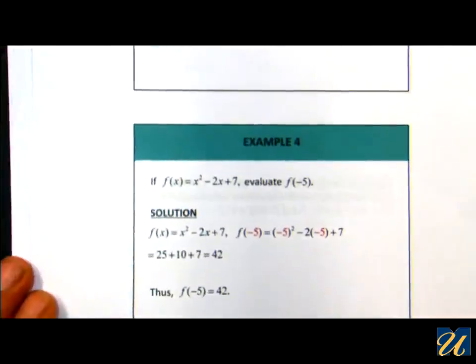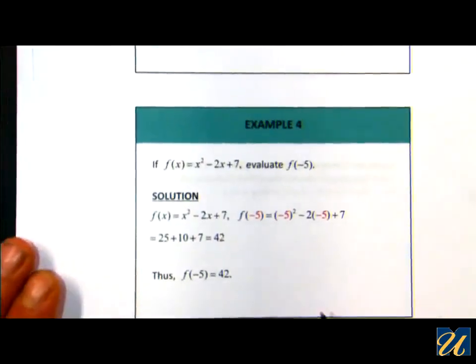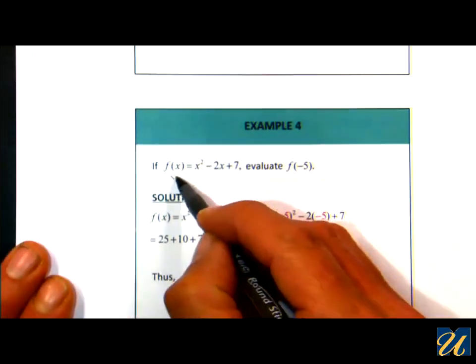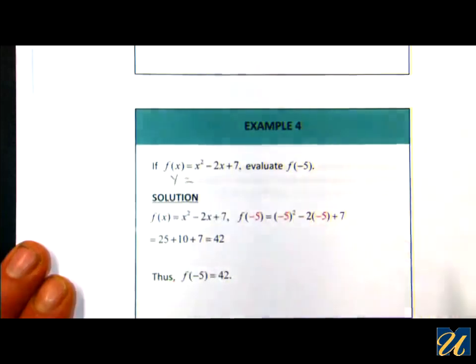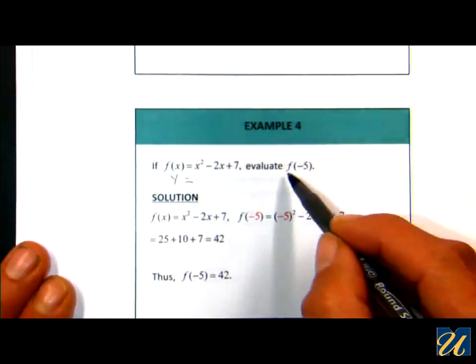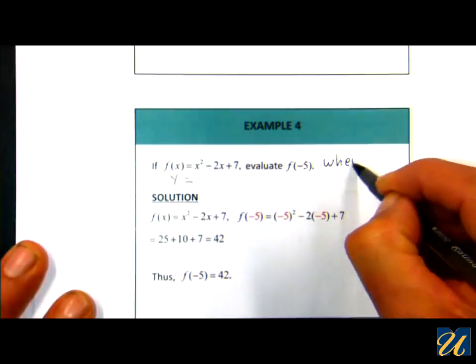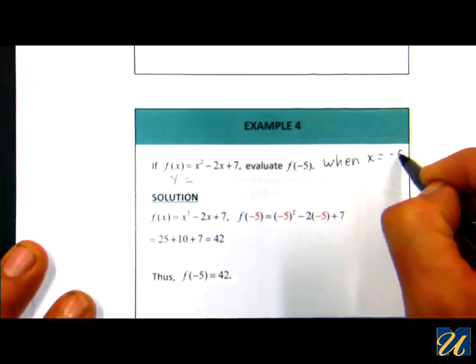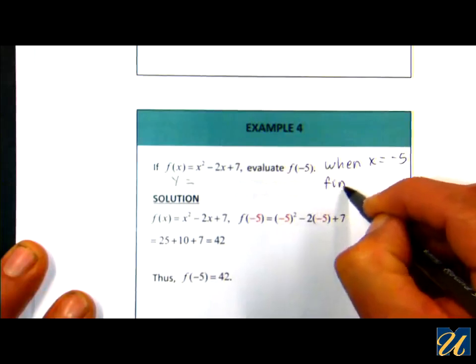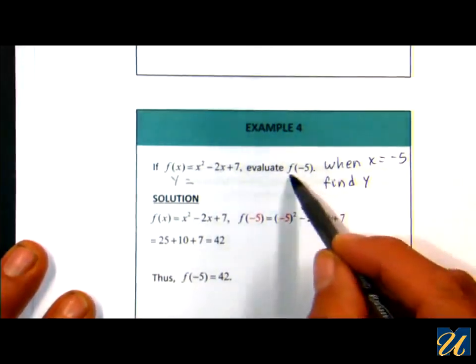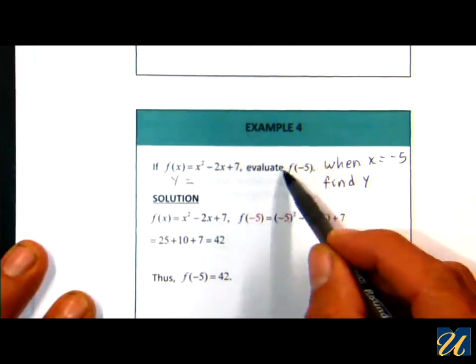So let's take a look at an example. Here we have f of x equals x squared minus 2x plus 7. This is the same thing as writing y equals x squared minus 2x plus 7, but the function notation is there for a reason. When you say find f of negative 5, this means when the x value is negative 5, find the corresponding y value.